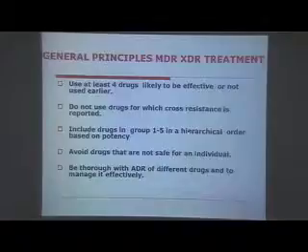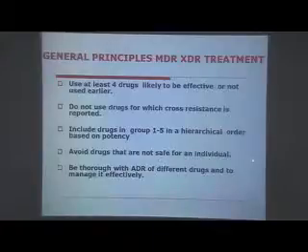Include drugs from groups 1 to 5 in a hierarchical order based on potency. Very important. Only when you remember those 5 groups will you be able to start. Once you start the prescription, you think of the first group: isoniazid, rifampicin, pyrazinamide, ethambutol. You have to use these drugs. Then injectable, then quinolone. Like that only it should be done.